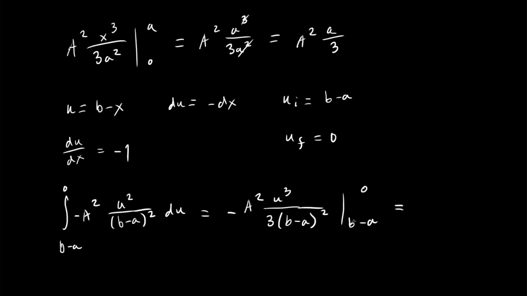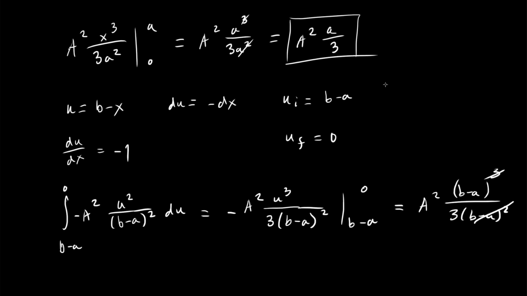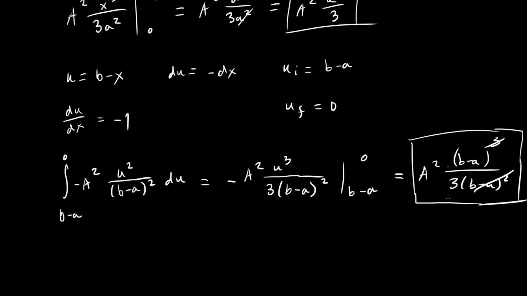This negative will disappear since we're doing the initial value. So this will be A squared times b minus a cubed over 3 times b minus a squared. These will cancel. Now we could combine this and this together. Since we split up the integrals, we have to add these two.